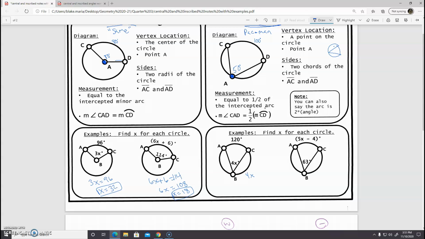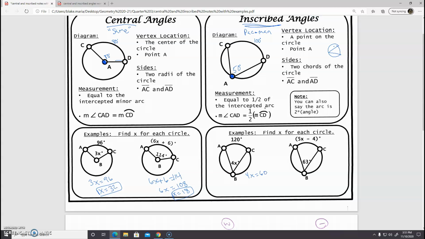So we know 4x has to equal 60 because it's an inscribed angle. The vertex is on the circle. Divide by 4 and you get 15. All right. Here you're kind of going the opposite way, right? 63 made it in, so out here had to be double that, 126. So we know 5x minus 4 has to equal 126. Add 4 to both sides and divide both sides by 5. So we get 5 goes into 13 twice with 3 left over, 26.